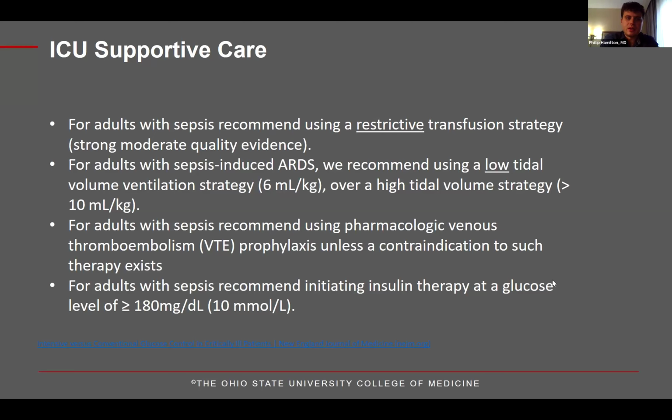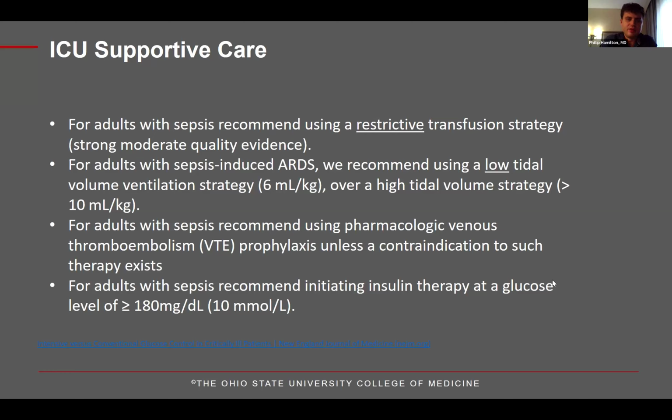As far as the patients who do wind up with sepsis-induced ARDS, there's a lot of evidence supporting a low tidal volume ventilation strategy. So 6 milliliters per kilogram of ideal body weight over high tidal volume. The idea being just trying to avoid those secondary injuries for patients, and the high tidal volume putting our patients at risk of barotrauma and worsening acute lung injury.